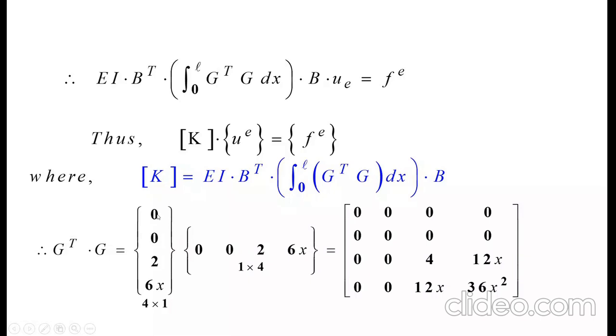First we multiply by 0, 0, 0, 0, 0. Again the second row 0, multiplying with this equation gives 0, 0, 0, 0. Then multiply by 2: 0, 0, 2 into 2 is 4, 2 into 6x is 12x. Again 6x into 0, 6x into 2 is 12x, 6x into 6 is 36x squared. So this is the multiplication result.